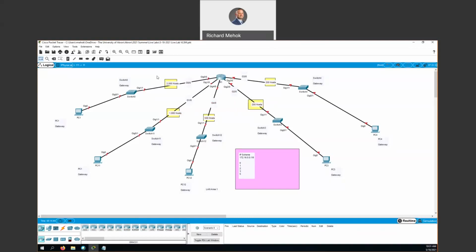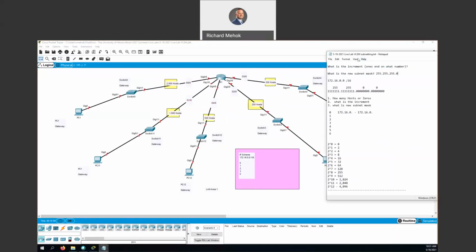So gigabit 0/0 needs 2,000 end devices. Gigabit 1/0 needs 1,000. Gigabit 4/0 needs 500. Gigabit 2/0 needs 200. And gigabit 3/0 needs 300. So these are large numbers. So what I like to do is I call it notepad subnetting.